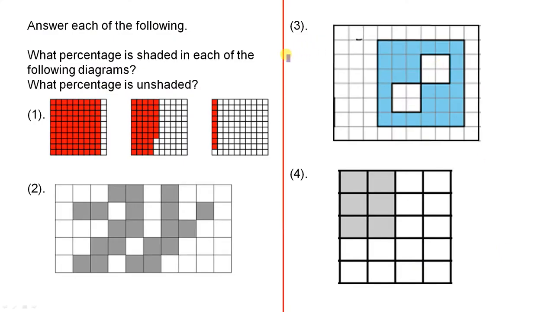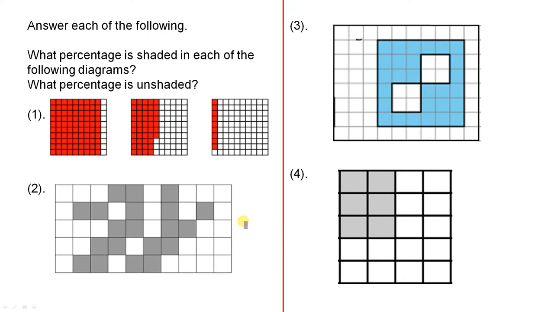Answer each of the following. What percentage is shaded in each of the following diagrams? What percentage is unshaded? So basically, as you tackle each of these, just count all the small squares first, because you need the total number of small squares, and then you're able to answer the question.